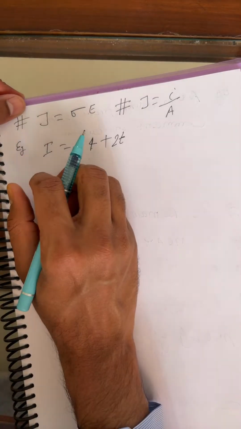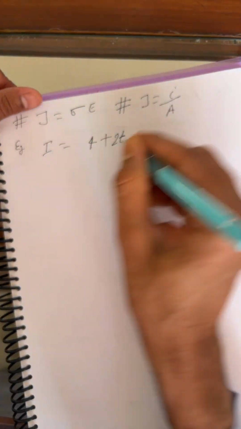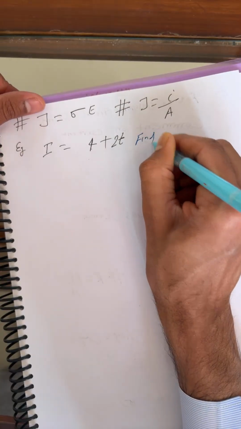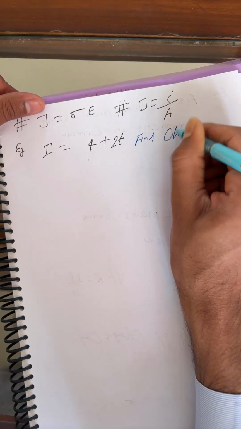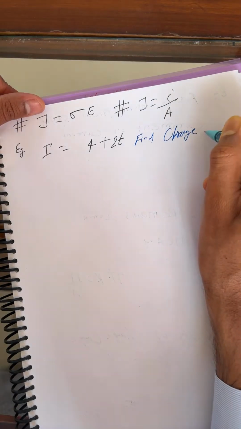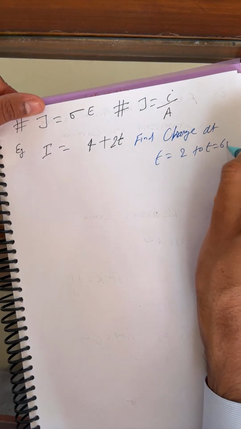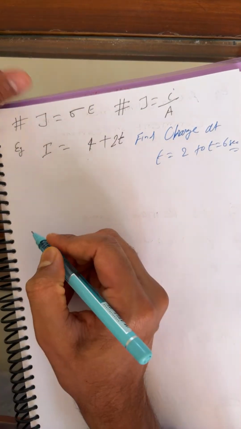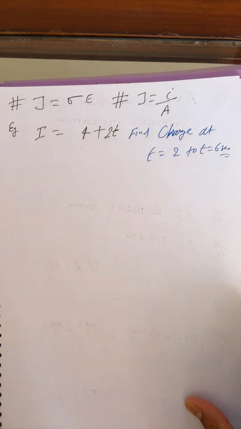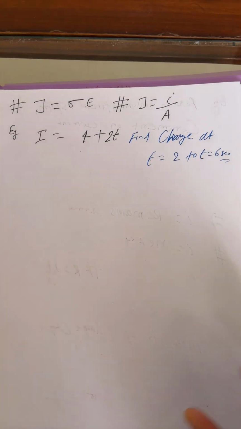Here, find the charge at t equal to 2 seconds to t equal to 6 seconds. Right? Okay. Tell me the answer here. After that I'll solve. Yes, beta, I can also say here I is equal to J into A. Tell me the answer of this question here, then I'll solve these questions.